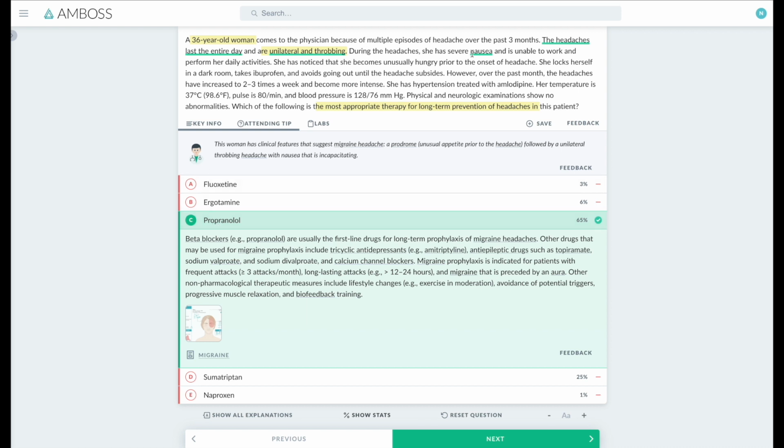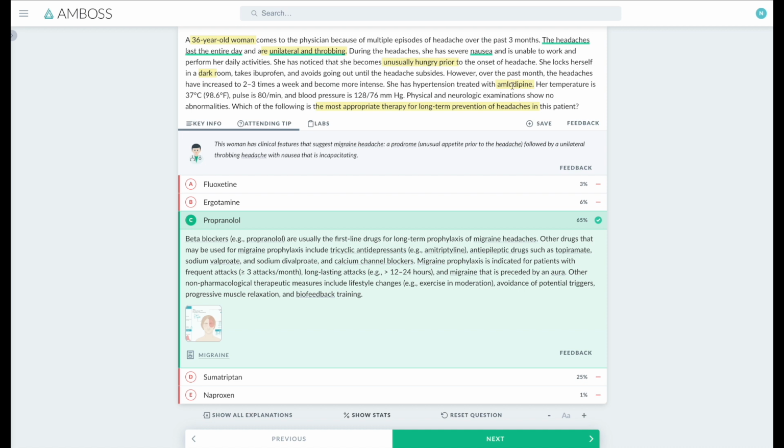During the headaches, she has severe nausea. Nausea is usually associated with migraines, and she is unable to work and perform her daily activities. She has noticed she becomes unusually hungry. This is the prodrome. Okay, she locks herself in a dark room because of photophobia, takes ibuprofen, okay, until it subsides, NSAIDs. However, over the past month, headaches have increased, become more intense. Hypertension treated with amlodipine. It's a risk factor, amlodipine, calcium channel blocker.